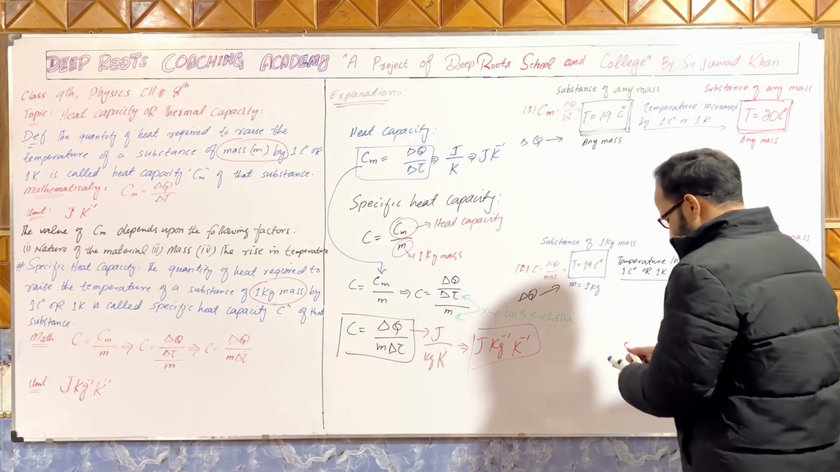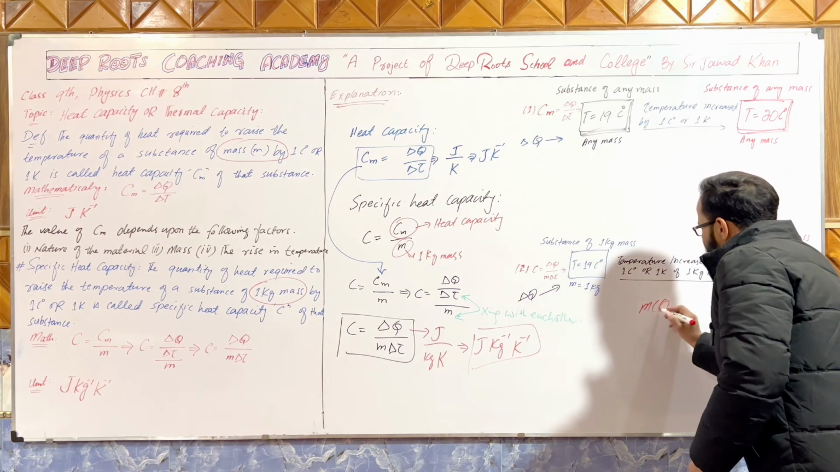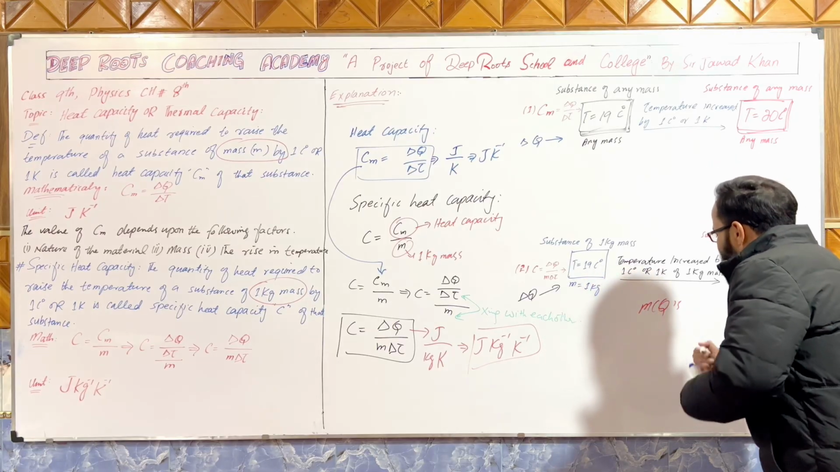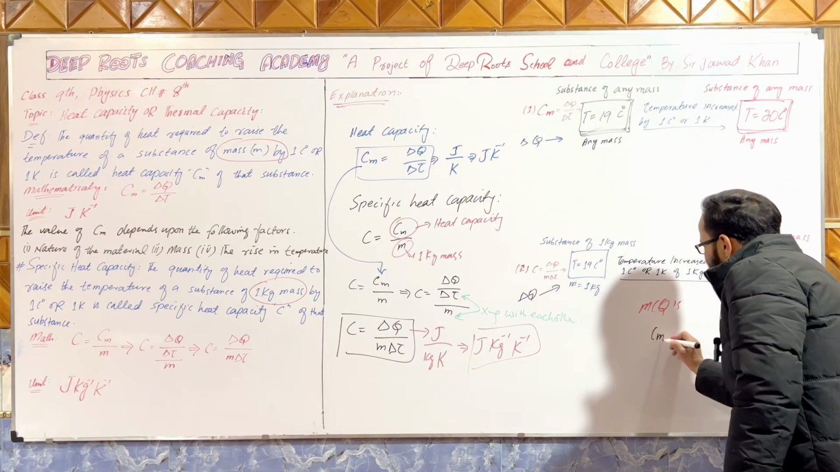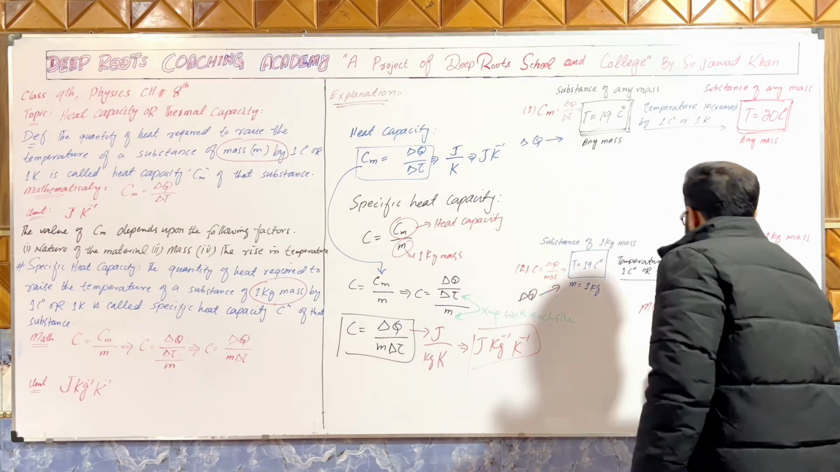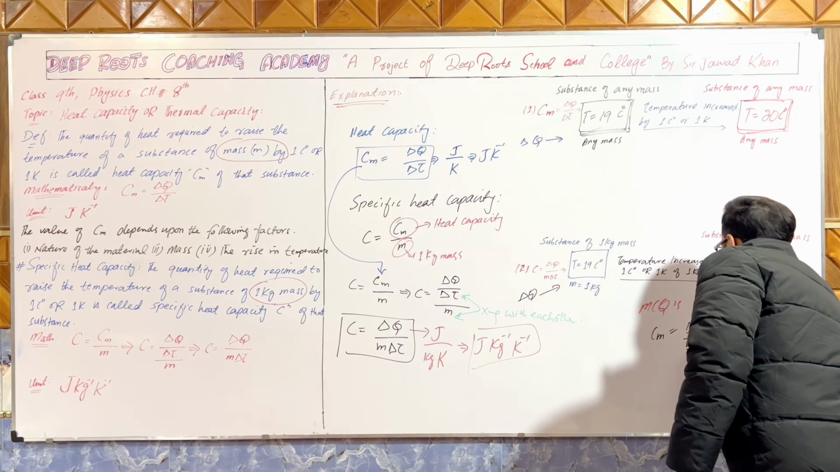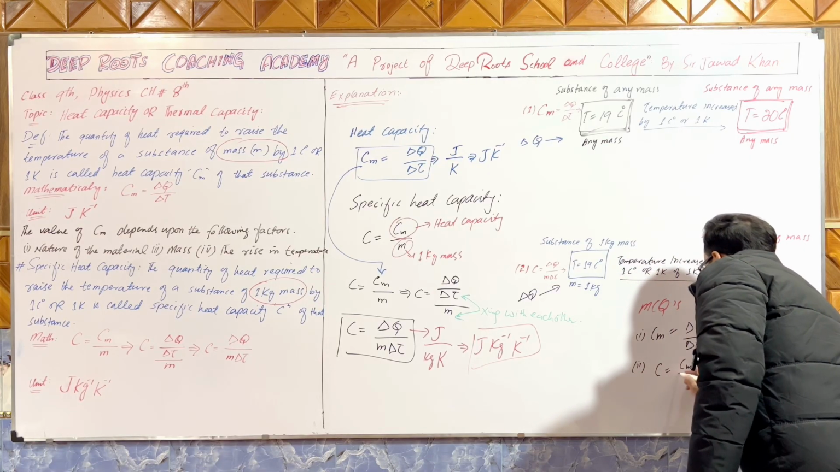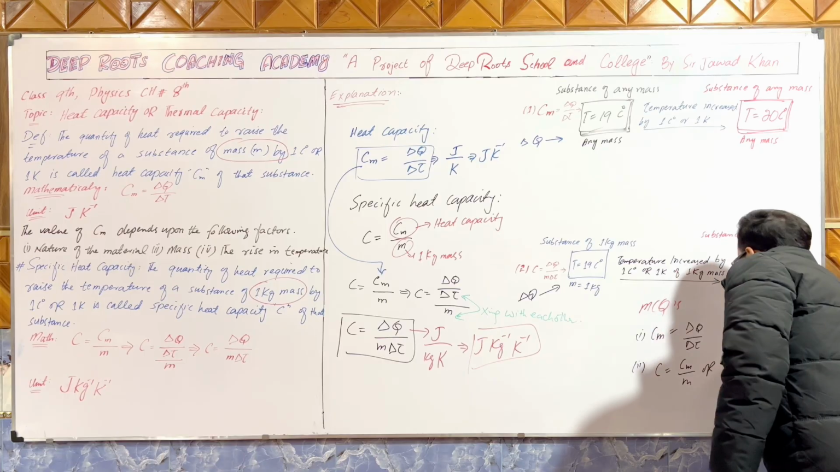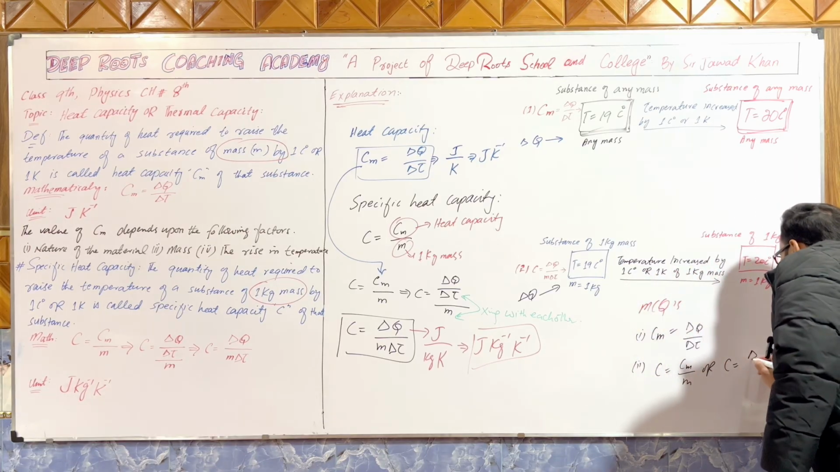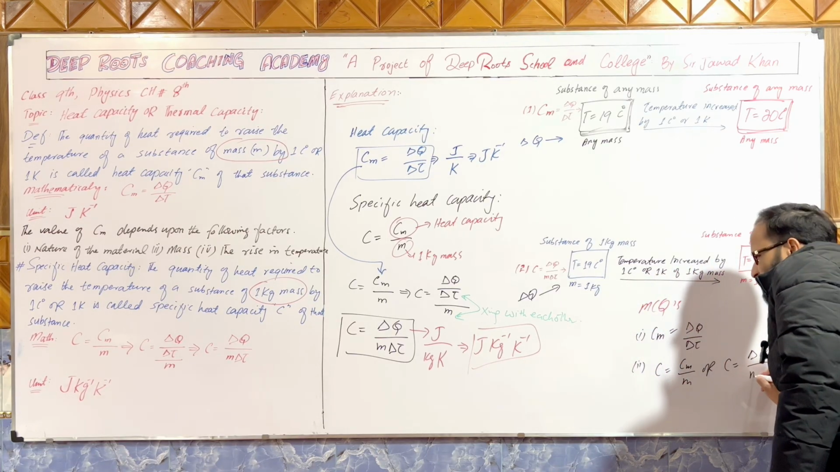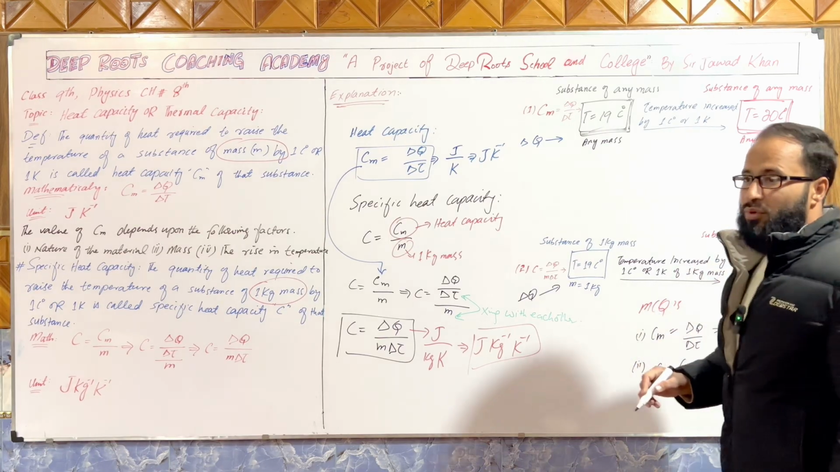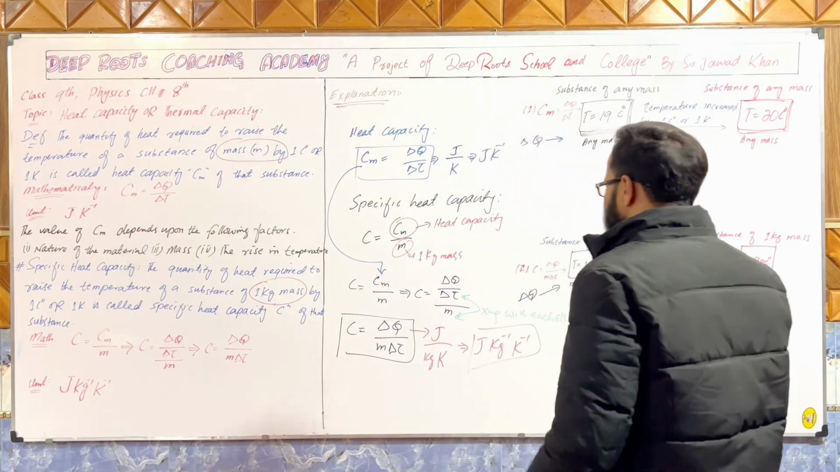So the MCQs will be here. I'm just writing the MCQs here. The MCQs may occur like: Cm is equal to, so Cm is equal to del Q divided by del T. That is the first MCQ. The other MCQ is C is equal to Cm by M, or C is equal to del Q divided by M del T.